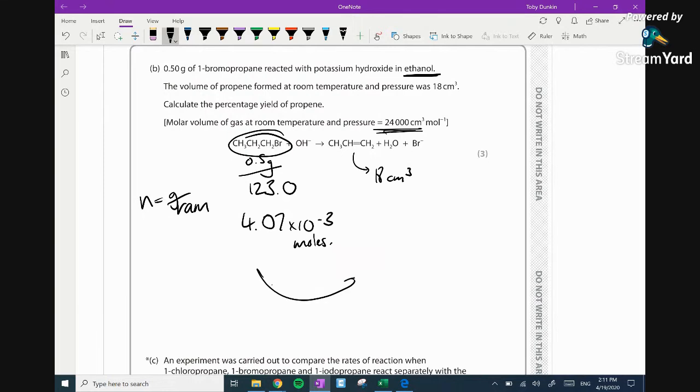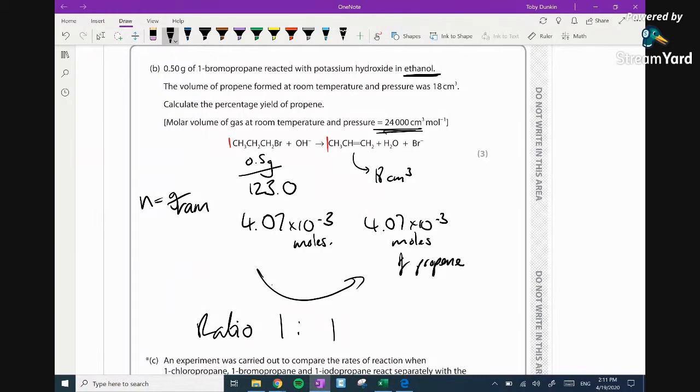Next, the ratio, of course, which is one of the most lost marks in all of chemistry. The ratio is 1 to 1, if anybody's wondering why. The reason being is because there is an invisible 1 here and an invisible 1 there. So the moles is the same. We're okay with that. So we can put 4.07 times 10 to the minus 3 moles of propene. But then the thing is, it's told us 18 centimeters cubed. Well, they want us to work out the percentage yield. So if that's the moles that we should have got, well, we can work this out as centimeters cubed, can't we?